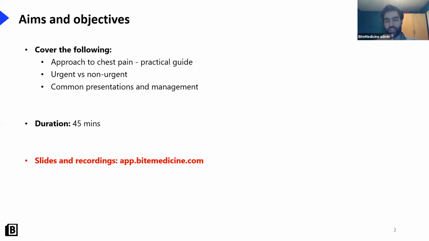The way I've structured this is I want to give you guys some useful tools, not only for your exams, but also practically, because chest pain is a super common presentation, particularly in A&E, GP, even on the wards. Patients just tend to develop chest pain. So you need to know how to tackle it and how to figure out bad chest pain from good chest pain, i.e. urgent from non-urgent cases.